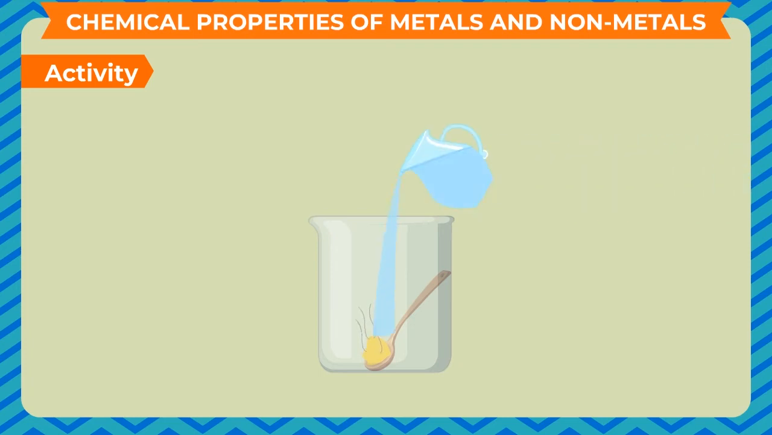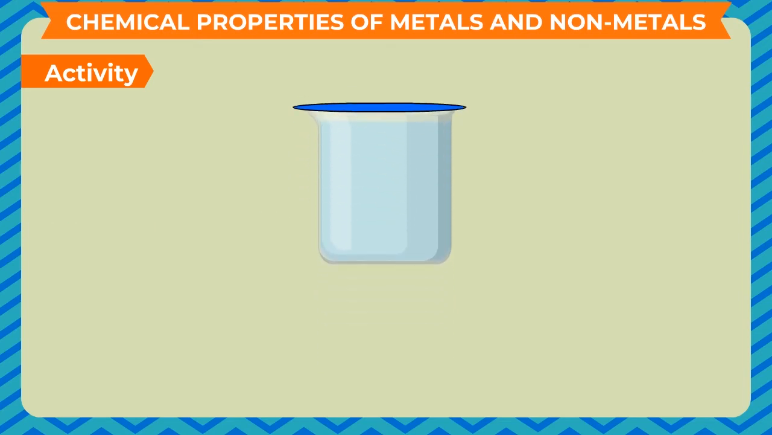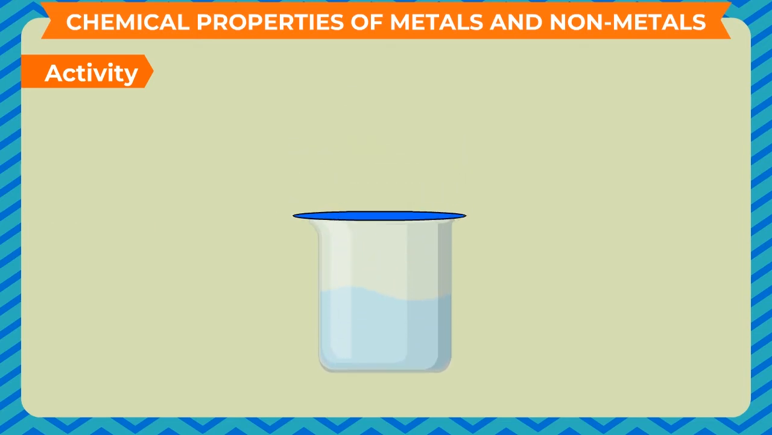Add a small amount of water into the gas jar, quickly replace the lid and shake the jar so that the gas formed dissolves in the water. Test the solution with blue litmus paper. It will turn red, showing that the solution is acidic.